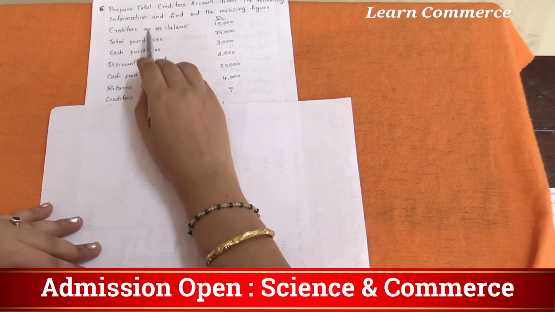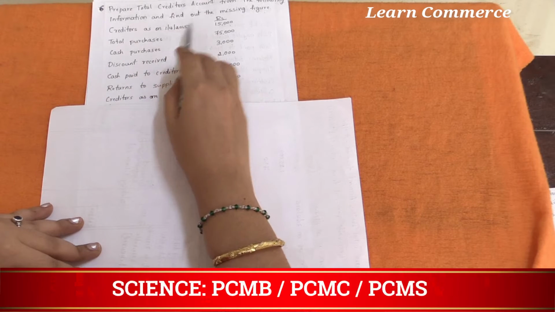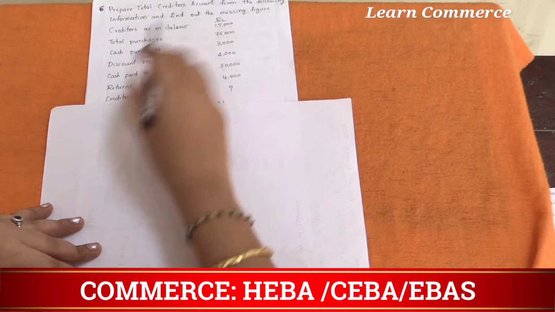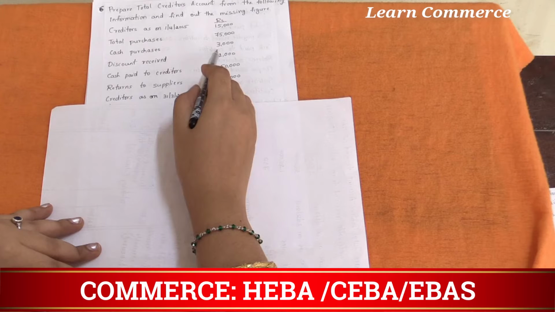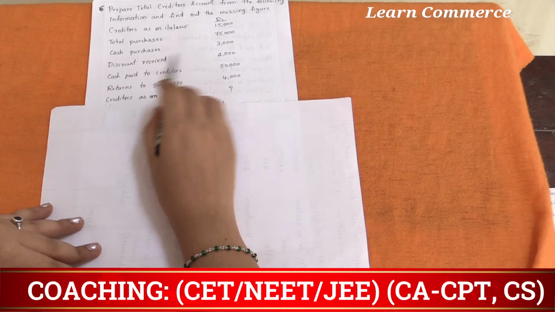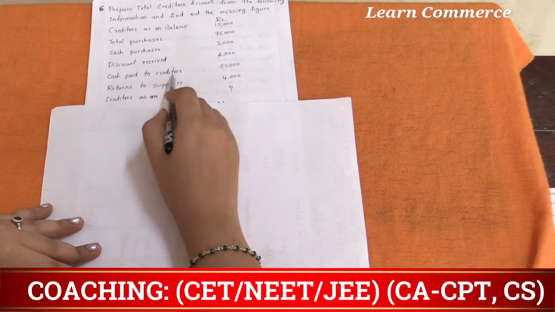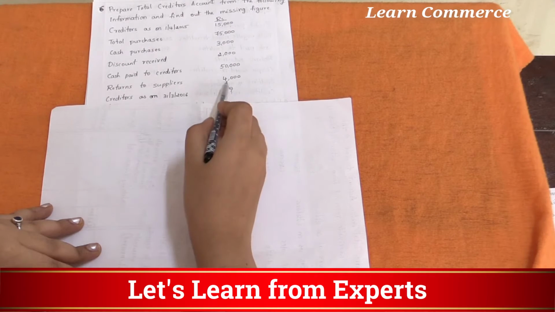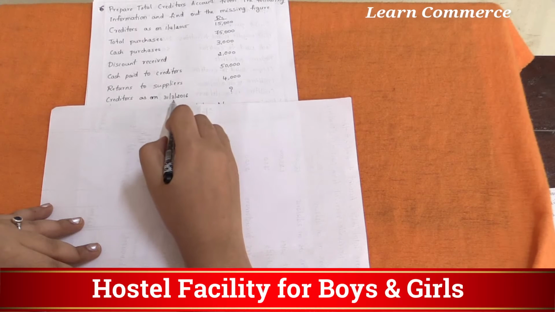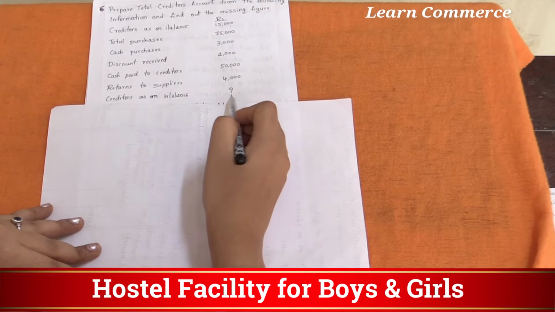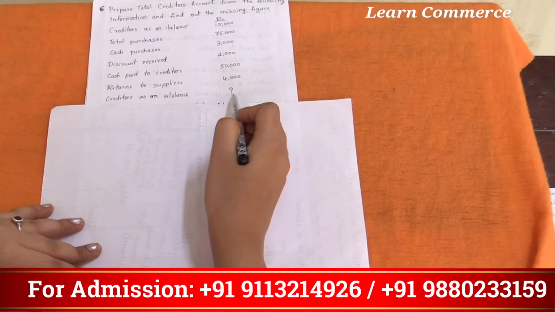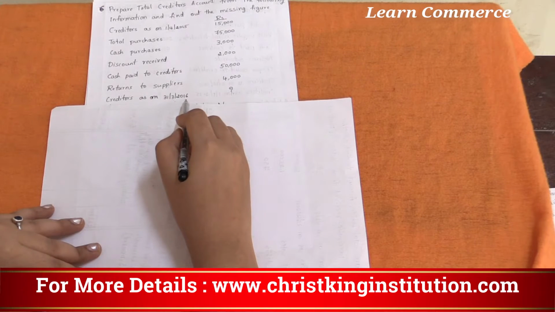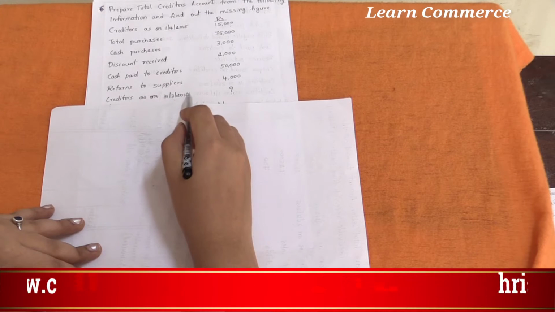Creditors as on 1st April 2015 is rupees 15,000. Total purchases 75,000. Cash purchases 3,000. Discount received 2,000. Cash paid to creditors 50,000. Returns to suppliers 4,000. Creditors as on 31st March 2016, this is the question mark, it is a missing figure. That means we have to find out creditors as on 31st March 2016. We have to find out the closing balance of the creditors.